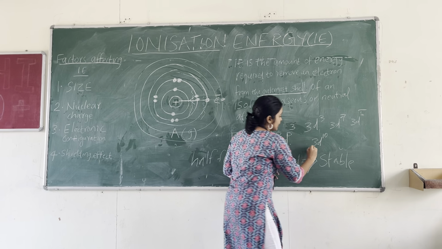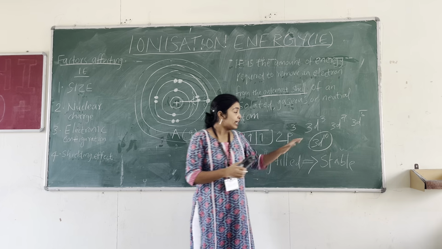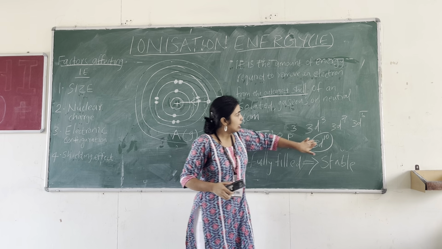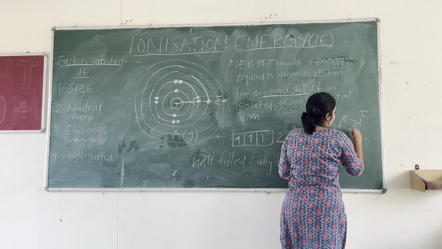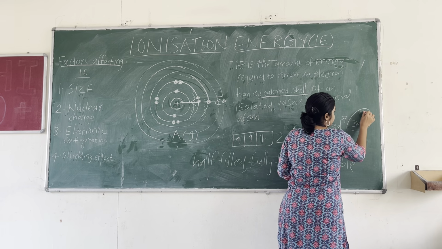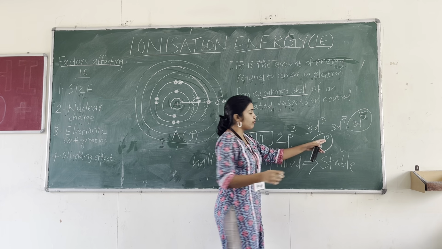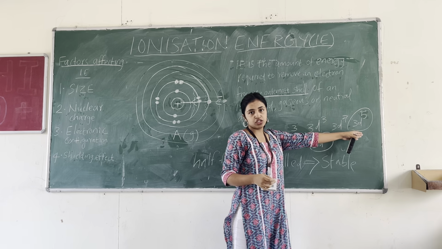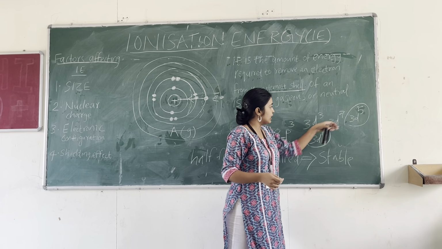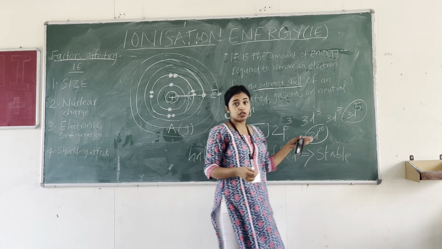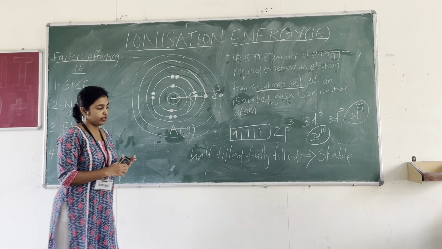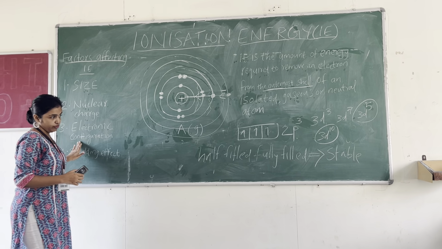So this 3d10 is fully filled configuration. It is more stable. Just like that, 3d5 also. 3d5 means it is half filled, just the half of 10. So it is also more stable. Okay. So 3d10 and 3d5 configurations are more stable. It is half filled and fully filled configuration. So that is how electronic configuration.